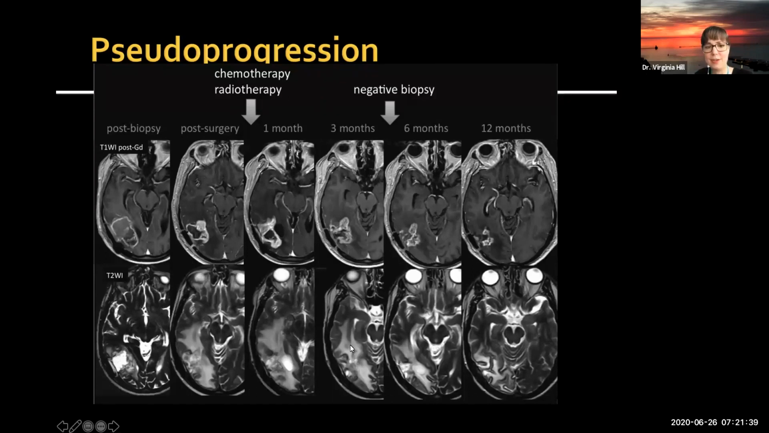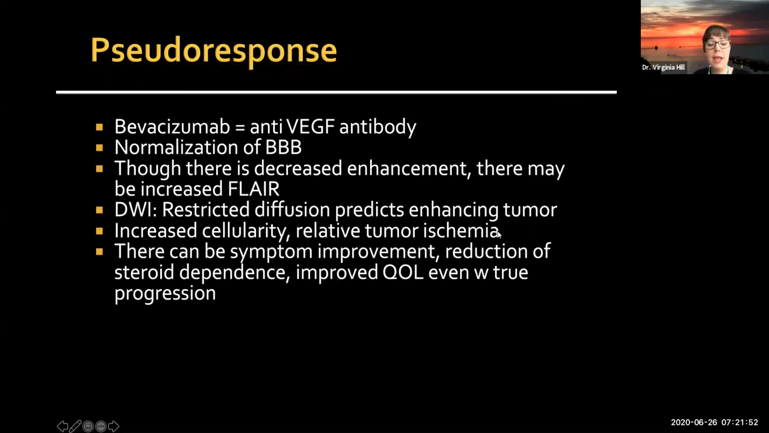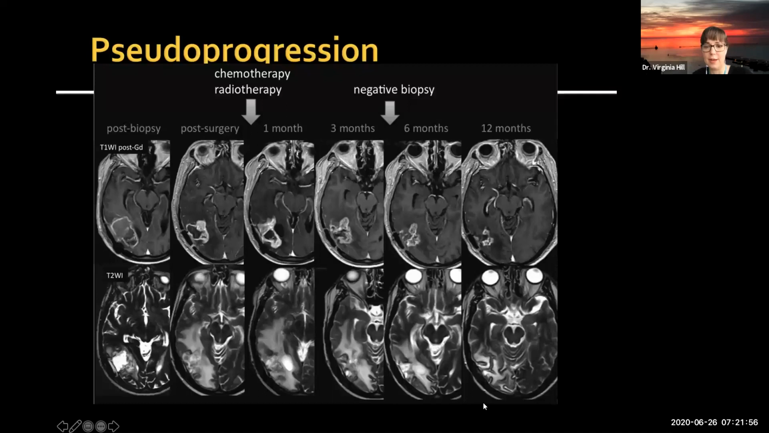Our T2 and flare signal is still pretty worrisome. There was a biopsy done at this point in time. It was negative. This was pseudoprogression. And you see at 6 months and 12 months, the tumor is getting smaller. And the flare signal and T2 signal is getting better.